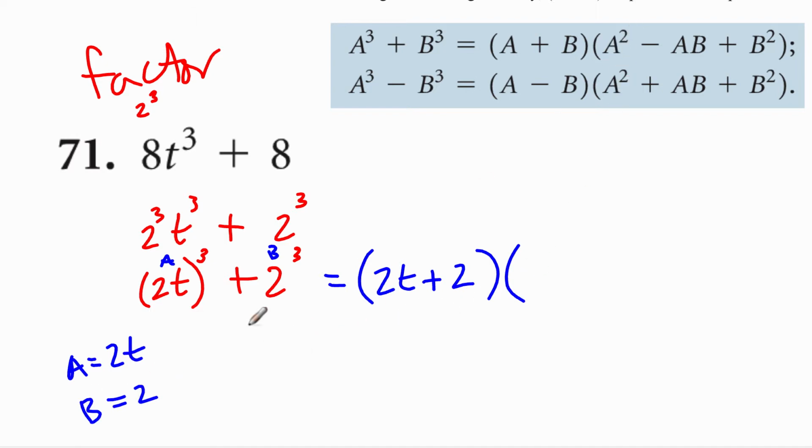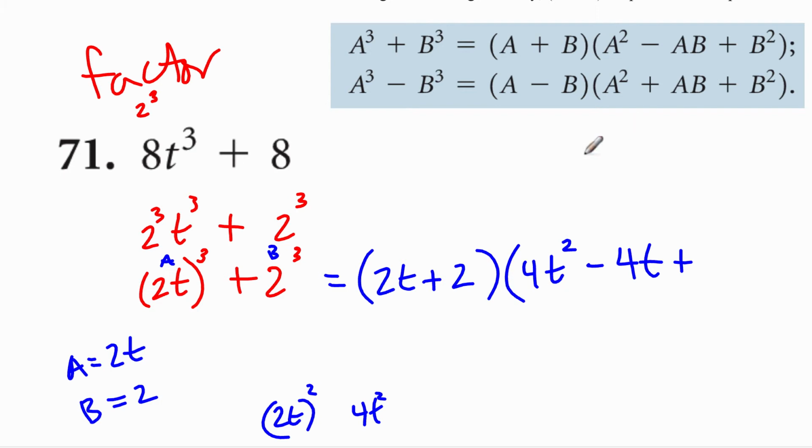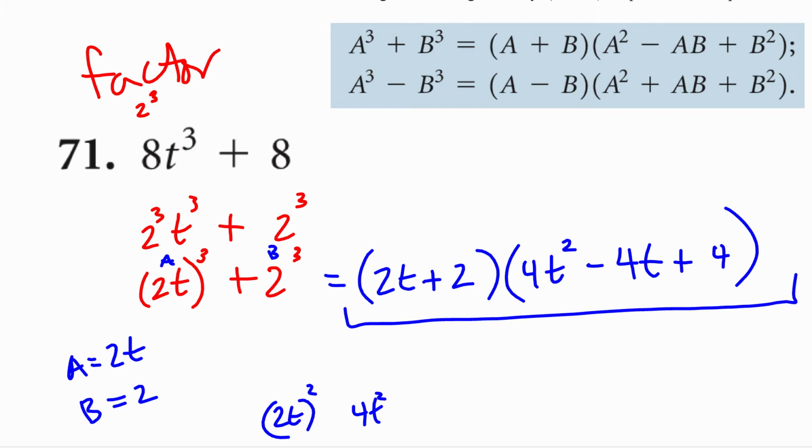Now I have to go A squared, so 2t squared, let me figure out what that is. I'd have to square both of those, so that'll be 4t squared. So this A squared is 4t squared, minus, and then A times B. Here's A times B, that'll just be 4t. And then plus B squared. B is 2, 2 squared is 4. Done. So that there is the factorization of this one.